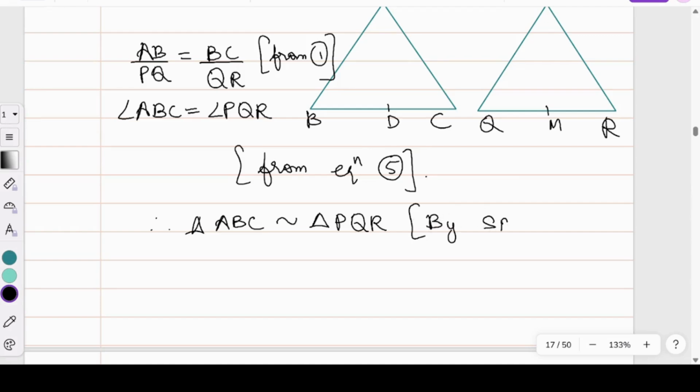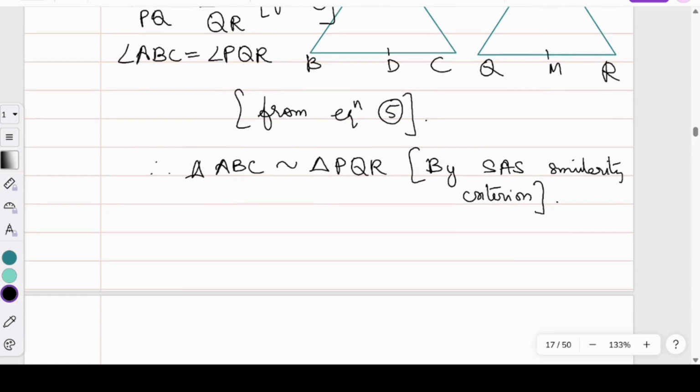By SAS similarity criterion. Okay, we can prove that these two triangles are similar. Hence, it is proved, right? Hence, proved. Clear?